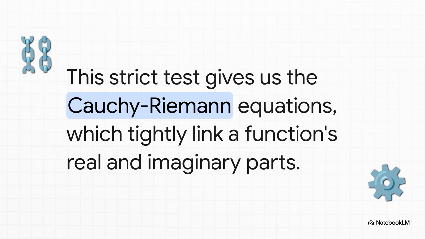And when you force that one rule to be true, these equations just pop right out. They're called the Cauchy-Riemann equations. And yeah, they look a bit technical, but what they really are is a mathematical straitjacket. They lock the real and imaginary parts of a function together in this incredibly rigid, interconnected way.